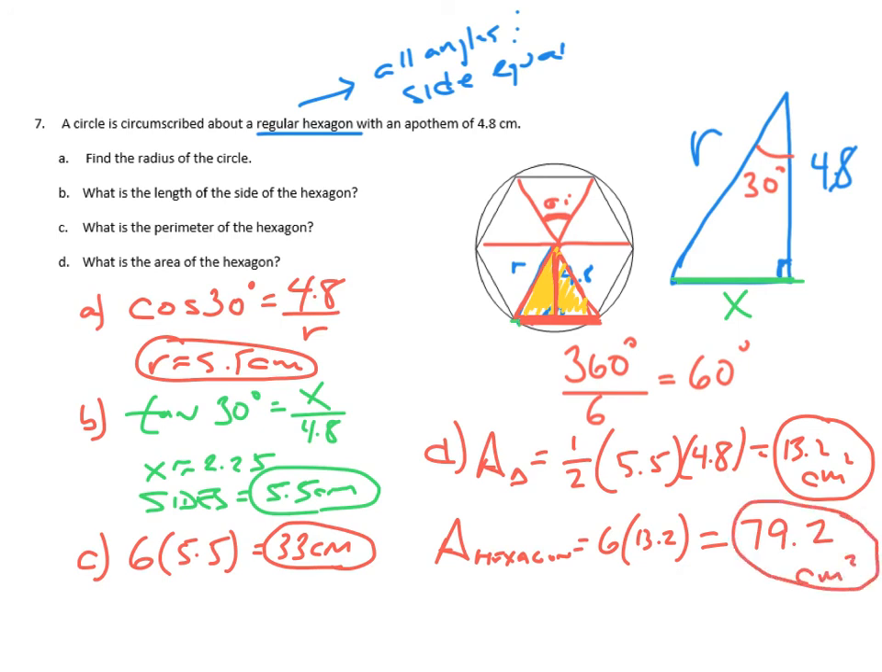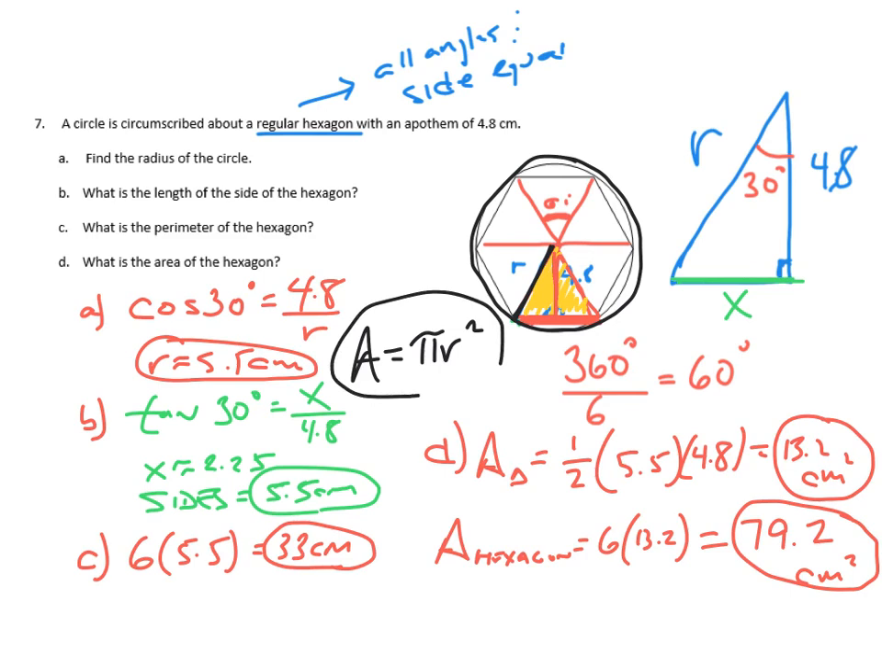One follow-up question that I'm going to ask on the practice worksheet is, what is then the area of the circle that circumscribes it? Well, I already know the radius. That's the first thing I figured out. So just make sure you remember that the area of a circle is pi r squared.